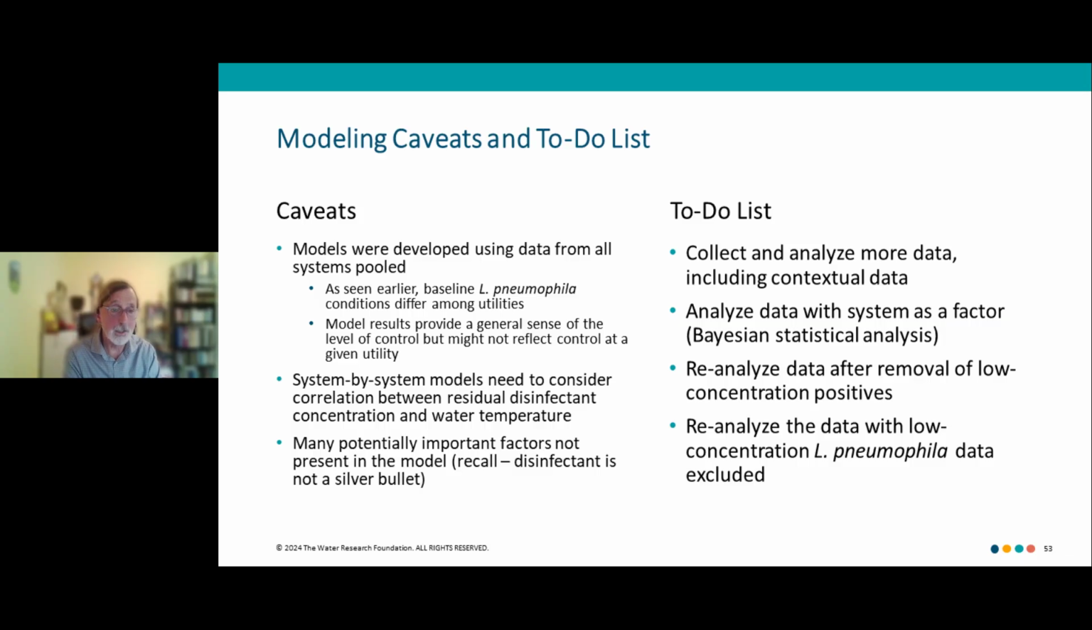There's a to-do list here. I invite anybody else to analyze these data. I'll see what I can do as well. Definitely need to collect and analyze more data, including the contextual data. What was the sample tap type? What was the disinfectant concentration? Was it near storage, et cetera?